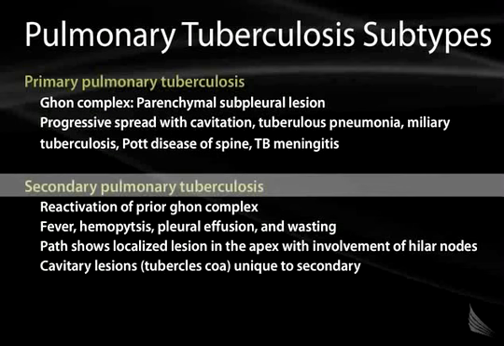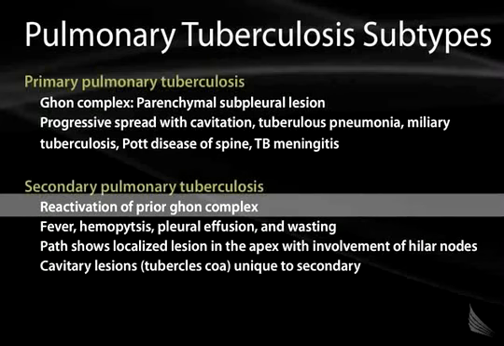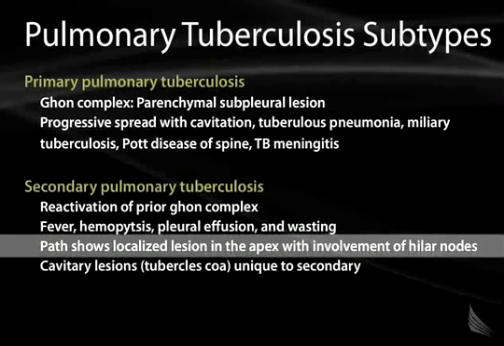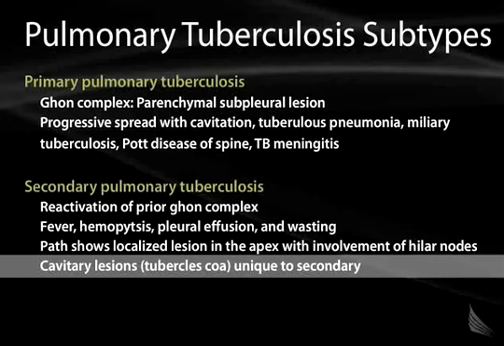Secondary pulmonary tuberculosis is normally due to a reactivation of the prior Ghon complex. In these patients, you will have fever, hemoptysis, pleural effusions, as well as chronic cachexia and wasting. The pathology shown in secondary pulmonary tuberculosis demonstrates localized lesions in apices, as well as sometimes involvement of the hilar nodes. Cavitary lesions are also unique for secondary pulmonary tuberculosis.